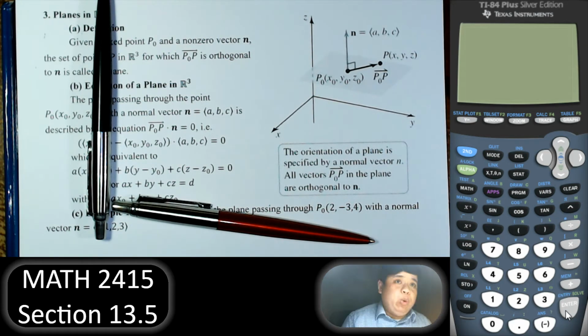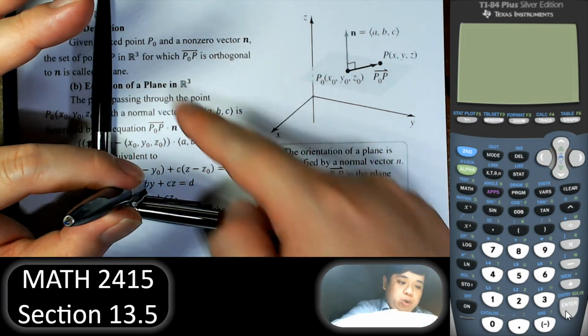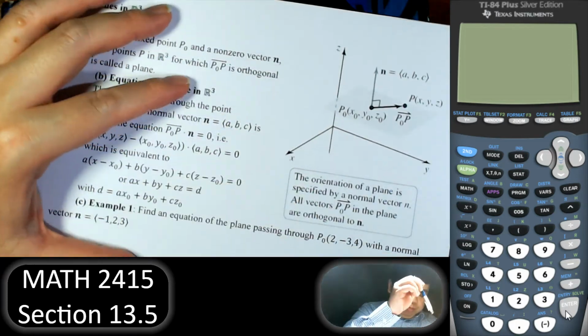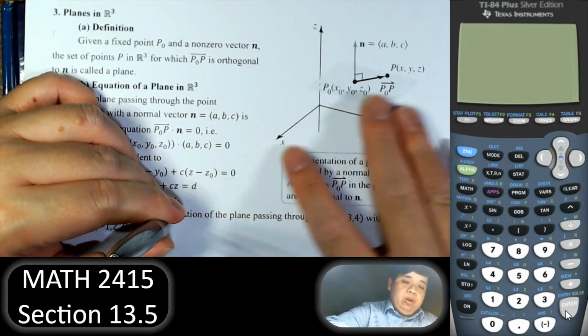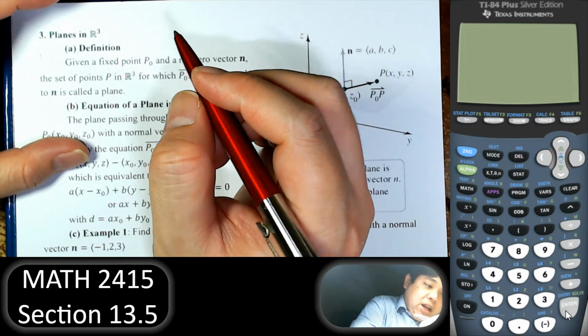So why don't we do the cross product? The cross product will give us a vector perpendicular to those two. So that's why we only need one vector that is perpendicular to a plane. Right, so a plane in 3D.